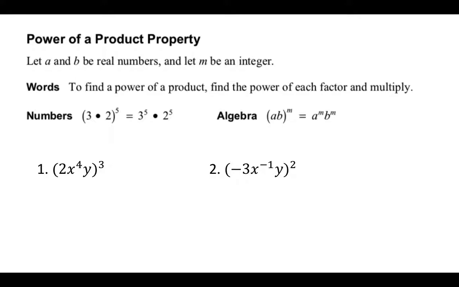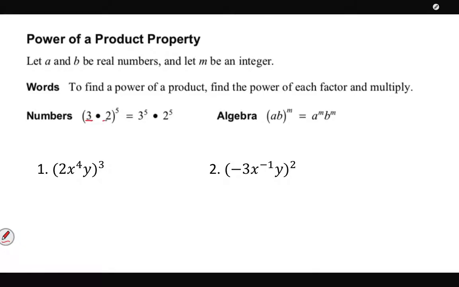So first of all, the power of a product is if I have a product of two factors inside parentheses raised to a power on the outside, each factor must be raised to that power. So it's similar to the distributive property, but it's a power over a product. So again, in algebra, if I have a times b to the nth power, then that means the a must be raised to the nth power, and the b must also be raised to that nth power.